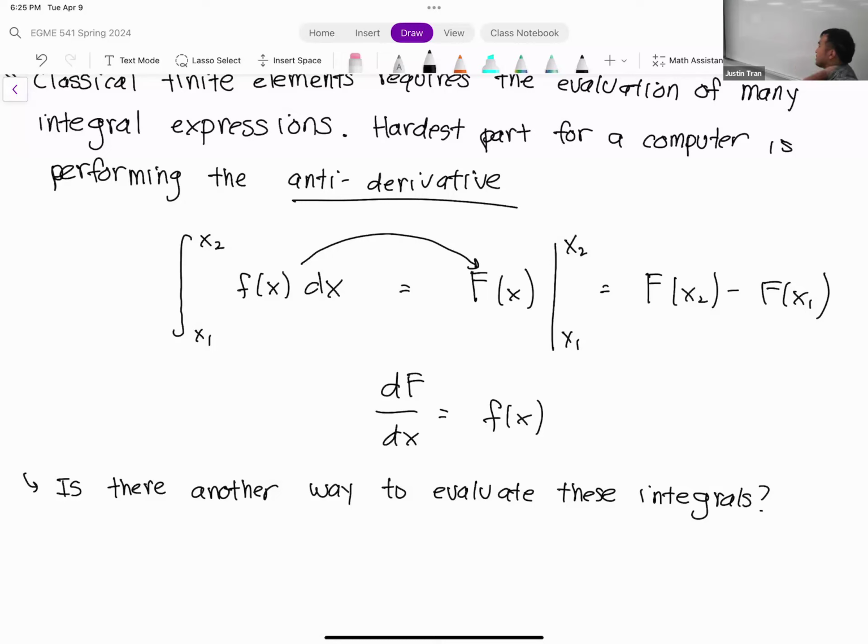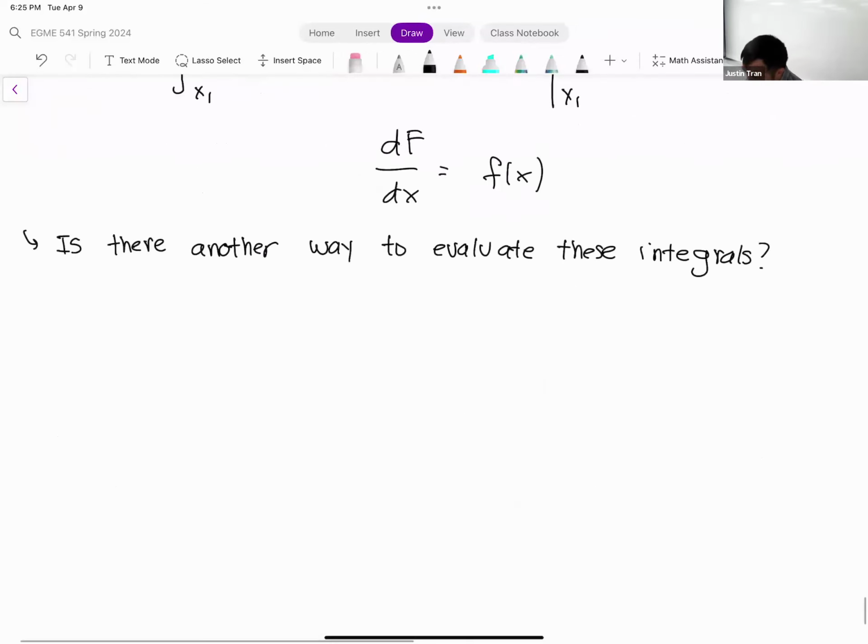Turns out there is. And in fact, there are lots of different ways to evaluate these integrals. They're all based on a concept that you haven't heard from in a very, very long time. So think back to when you first learned about integrals. The integral of a function, probably the first thing that you learned, is nothing more than just the area under the curve.